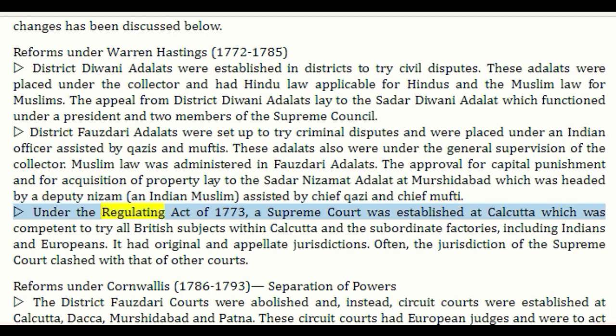Under the Regulating Act of 1773, a Supreme Court was established at Calcutta, which was competent to try all British subjects within Calcutta and the subordinate factories, including Indians and Europeans. It had original and appellate jurisdictions. Often, the jurisdiction of the Supreme Court clashed with that of other courts.